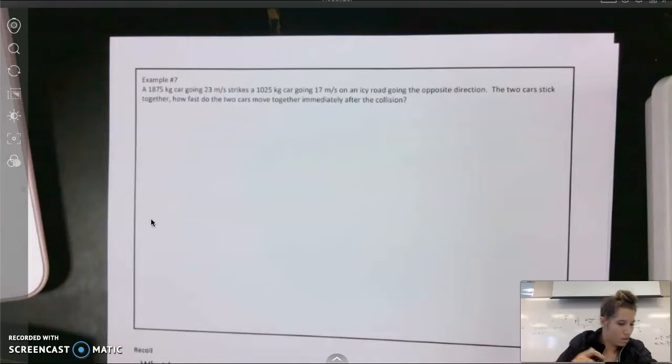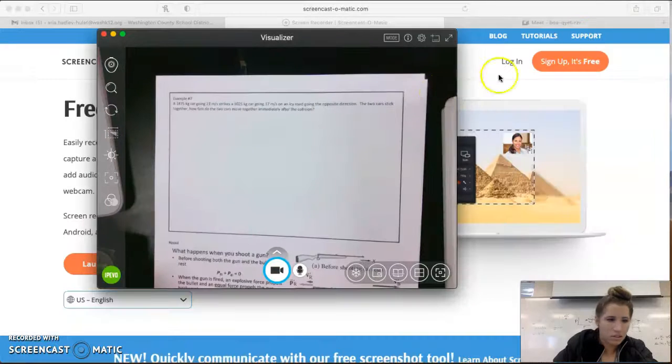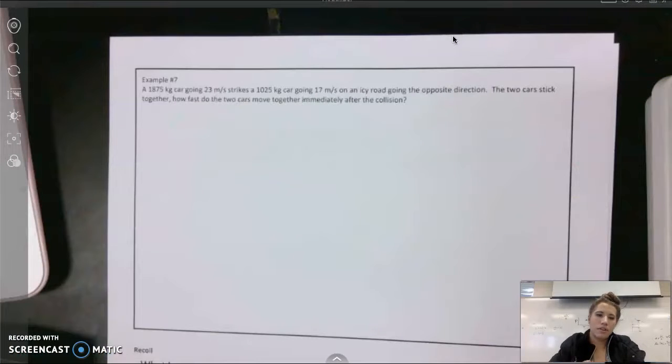So that was number 6. Number 7, we have the same situation. The two cars stick together. How fast do the two cars move together immediately? It's just the same.